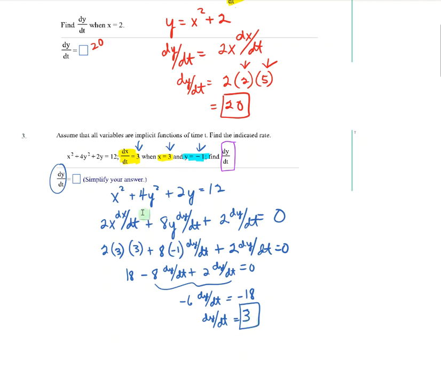So often you're given an equation, or you create your equation, and you do the differentiation, and you plug in what you do know to solve for what you're asked to find.